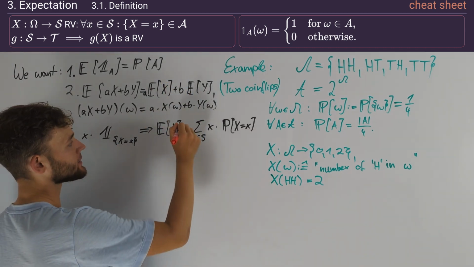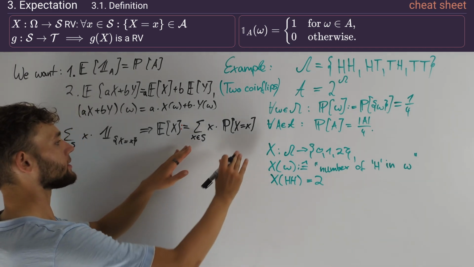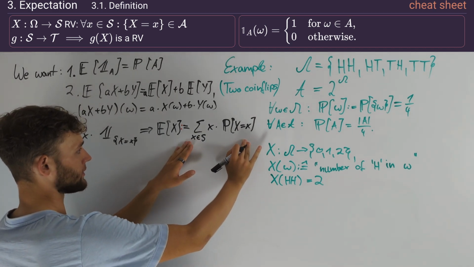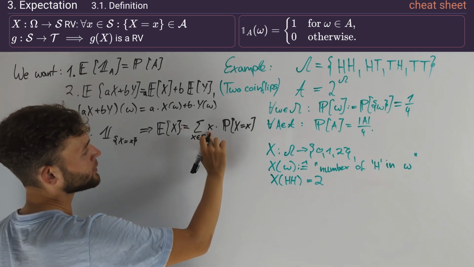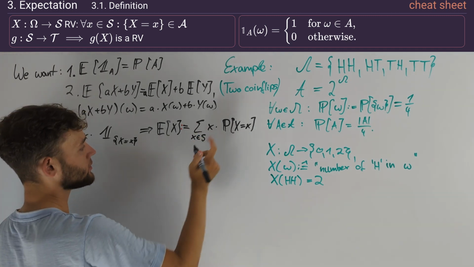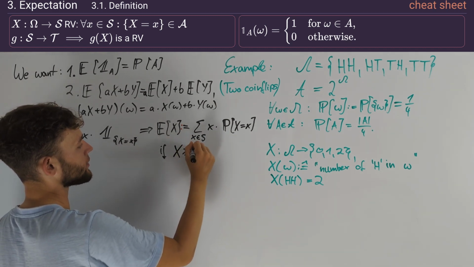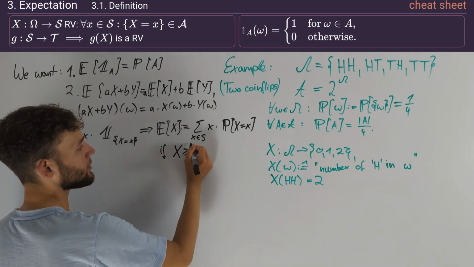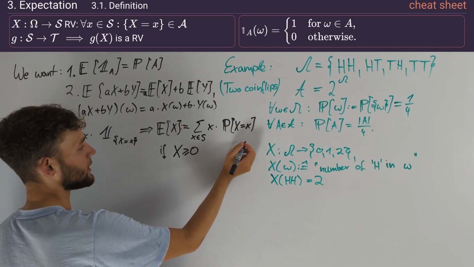Let's take this as our definition for the expectation of X. We have to be careful though that this sum is indeed defined. Namely, we could have infinitely many summands, not all of which need to be non-negative. One solution is to simply take a random variable X that is greater than or equal to 0. In this case, our sum either converges to a non-negative real number or it goes to plus infinity.